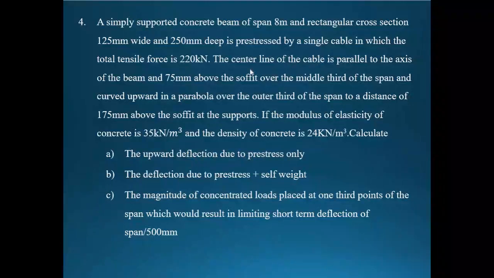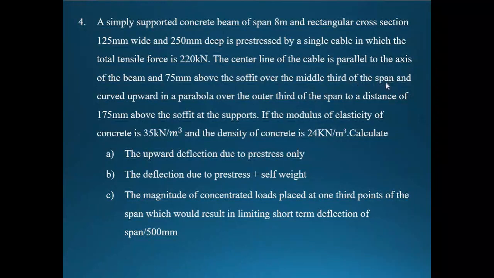That means the complete length of the cable is not a straight line. It is not at all parallel to the axis of the beam. Only the center line of the cable is parallel to the beam. Okay, this part is important. And 75 mm above the soffit over the middle third of the span.